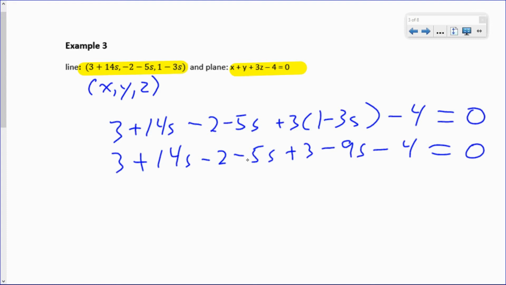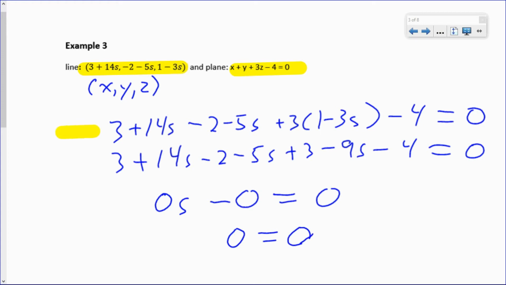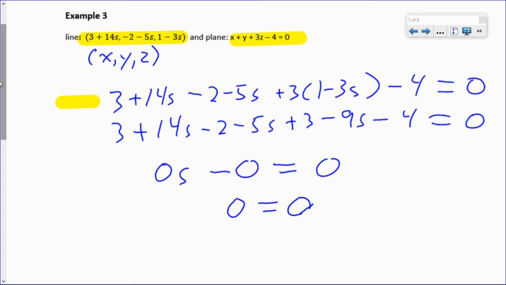So 14 take away 5, subtract 9. The s's again are going to subtract out or cancel out. And in this case, the numbers 3 minus 2 is 1, plus 3 is 4, 4 minus 4, we get 0 for the numbers as well. So we get this equation right here when we simplify, which could be reduced to 0 equals 0. In this case, we assumed the equation was true and tried to find the value of s, and we arrived at something that's always true, which means that s can be any single number.